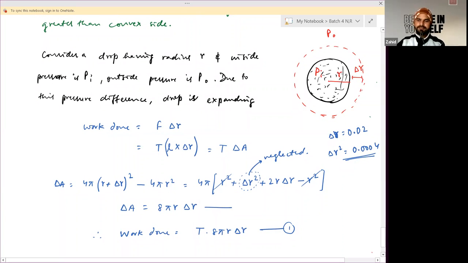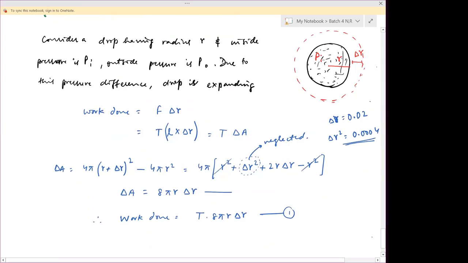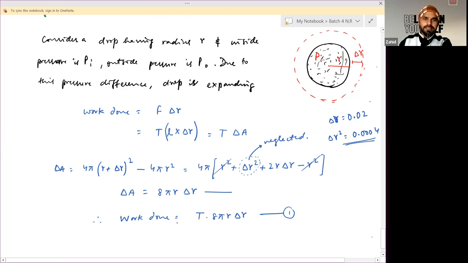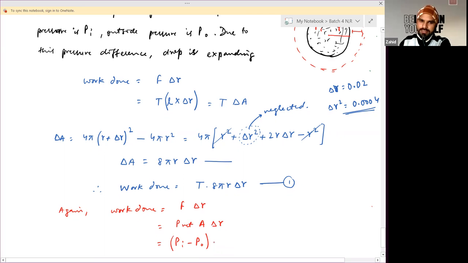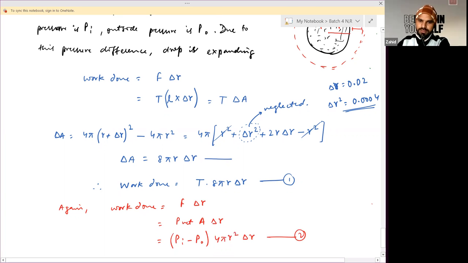Muhammad Khalid, you have written? Yes, sir. Any doubt till this part? No, sir. So in this part, I've taken work done in terms of surface tension times change in surface area. In the next part, work done equals force times delta R. Force is nothing but net pressure times area times delta R. So net pressure is Pi minus P naught, as inside pressure is greater than outside pressure, times area. The area at this particular instant of the sphere is 4 pi r square, times delta R. Let's say this is equation 2.